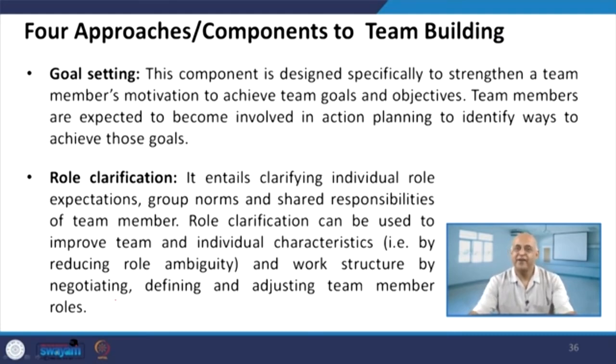Therefore, role clarification can be used. Somebody will tell you what role is to be played. So the work structure, by negotiating and defining, then you can go for that role clarification. You have to negotiate, wherever you can, with mother or with wife, so negotiating and defining is required.